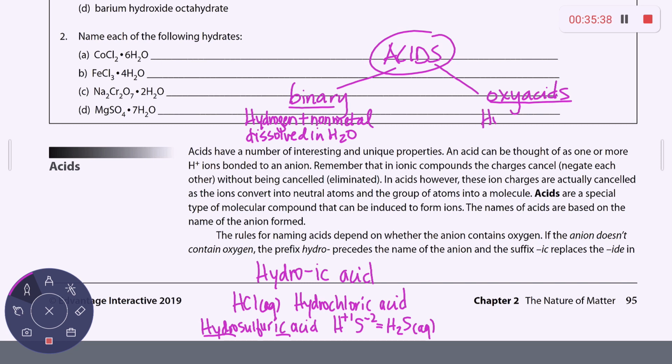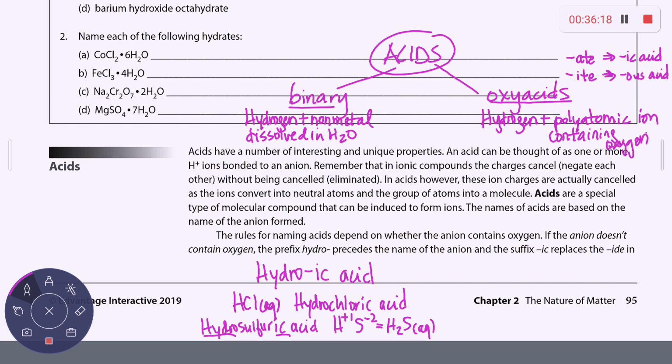Oxyacids are hydrogen with a polyatomic ion containing oxygen. Okay, oxyacids, if you have the polyatomic ion containing oxygen ending in ate, it becomes ic acid. If the polyatomic ion containing oxygen ends in ite, it becomes ous acid. Okay, that is also on the bottom right of your periodic table.